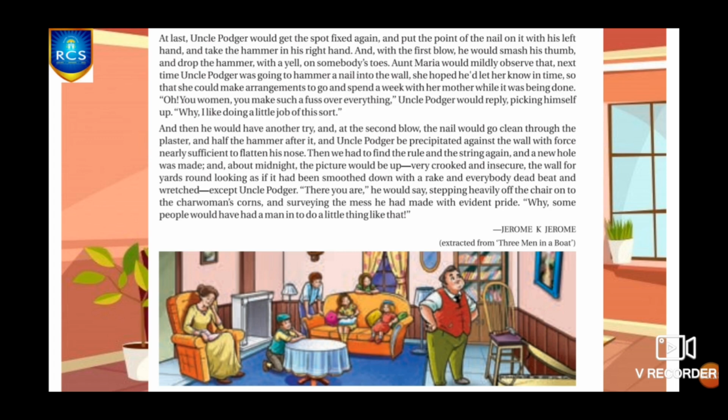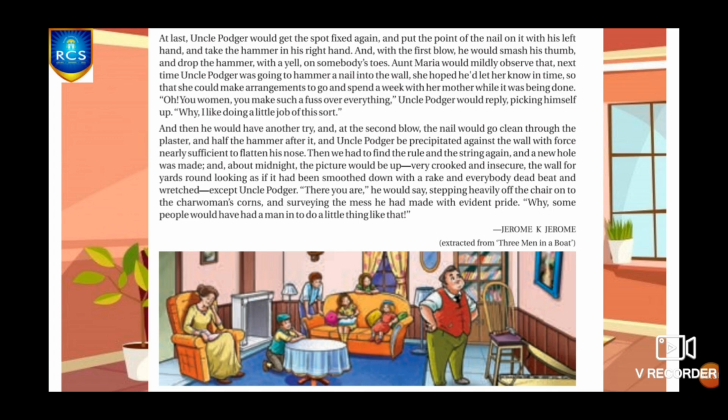And he would have another try at putting the nail, and at the second blow the nail would go clean through the wall. Yes, but half the hammer after it, right? And Uncle Podger would be precipitated against the wall. That is, he was in a hurry to finish that. So he dropped the hammer very fast, so that half of the nail went inside that wall.